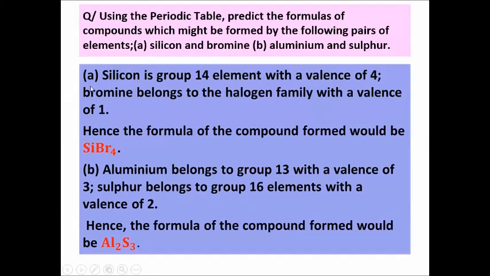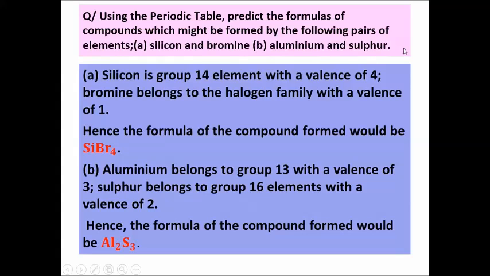First one is silicon and bromine. We know that silicon belongs to group 14 and its valence is 4. On the other hand, bromine belongs to the halogen family, that is group 17, and its valence is 1. So using the valency method, we write the symbols of the elements, silicon Si, bromine Br. Below that we write the valence, silicon +4 and bromine -1. Doing the crisscross, we get Si with -1 and Br with +4. Removing the minus and plus, we get the formula SiBr4. This is the formula of the compound.